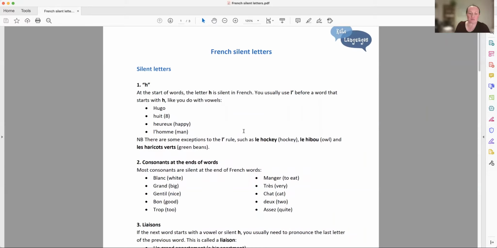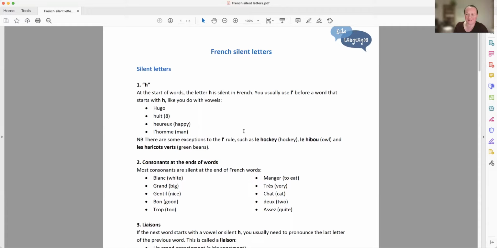So some examples of the silent H, for example, the name Hugo. We would say Hugo in English, but in French it's Hugo. As with the previous lesson, if you repeat after me, I'll leave a gap after I say the words and you can repeat them. So Hugo, huit, heureux, and homme. And if you have the definite article with that, you would say l'homme.